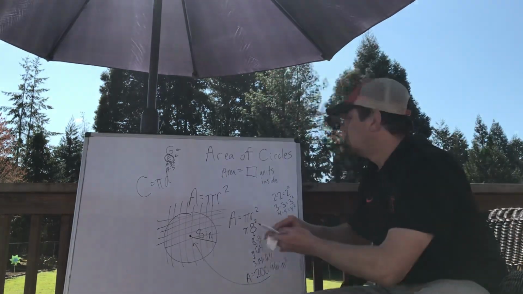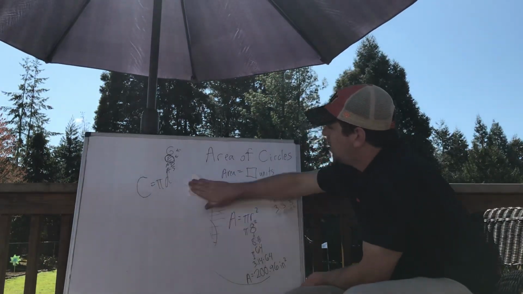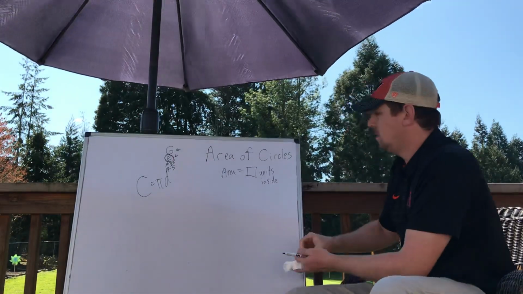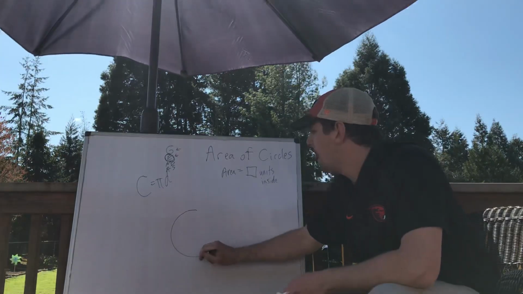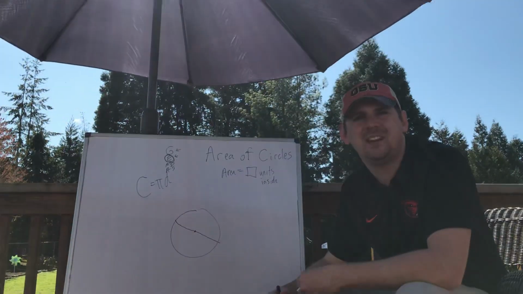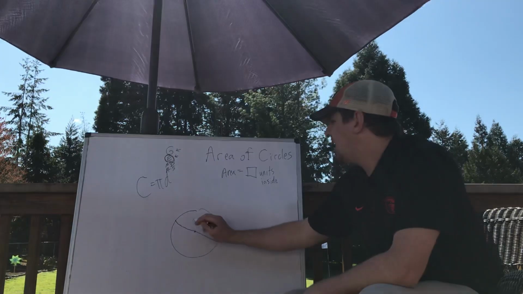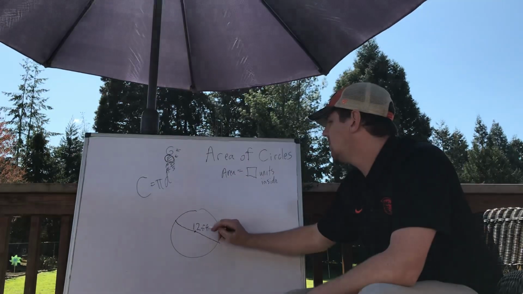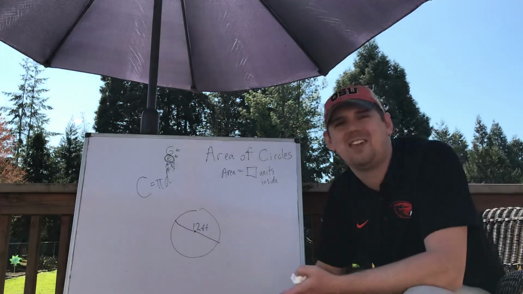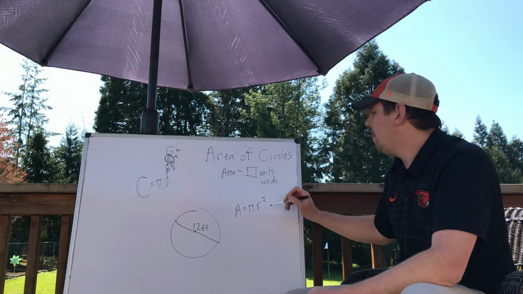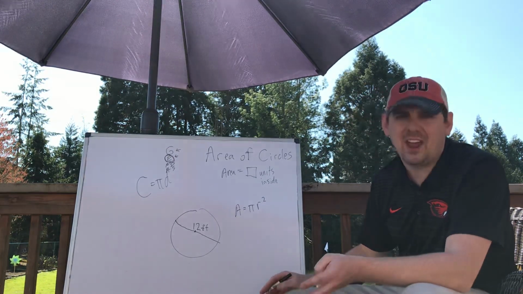Let's try another one. This time, I'm gonna give you the diameter. The diameter on this one is going to be 12 feet. Okay, and I'm gonna ask you to find the area. We always have to use this formula to find the area.